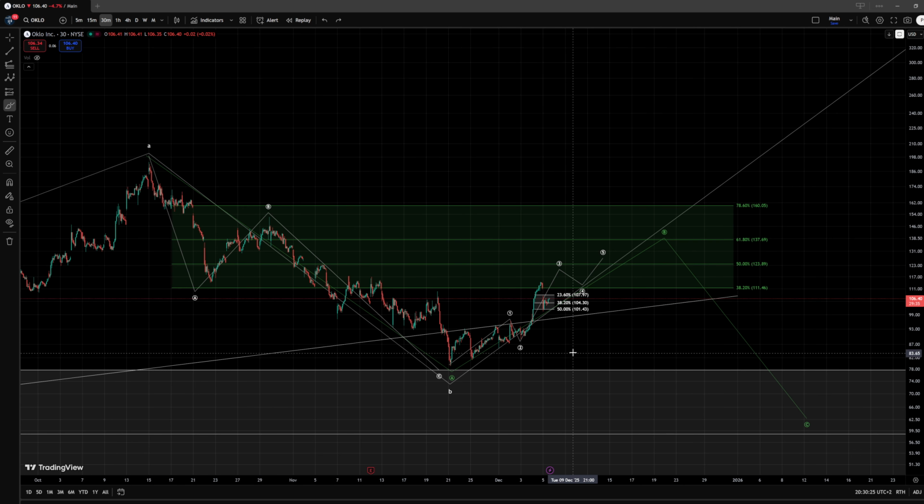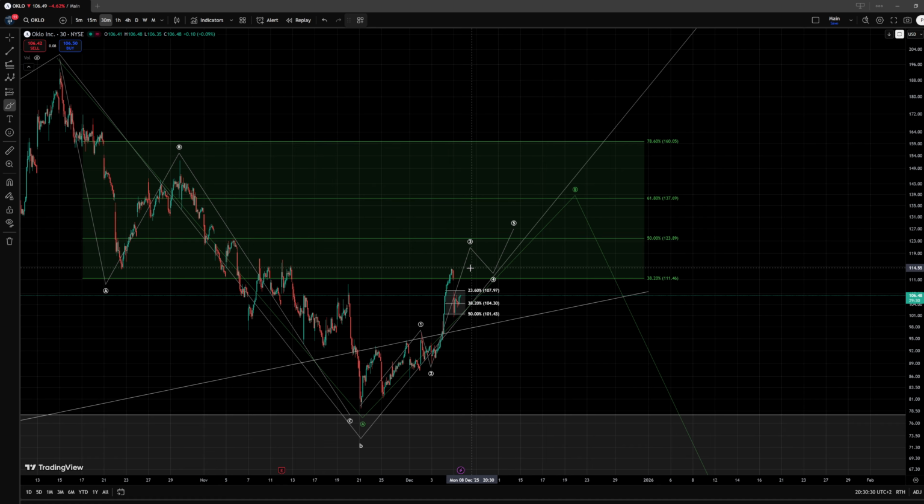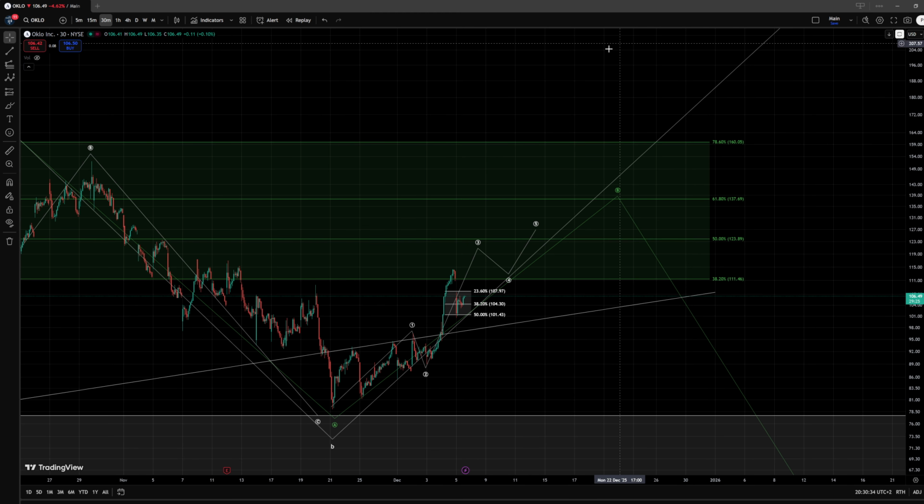But right now, I would be still quite cautious, and until we get our initial 5-wave move to the upside, I wouldn't necessarily focus or look for positions or entries. And for now, these are the levels. This is the trade setup.